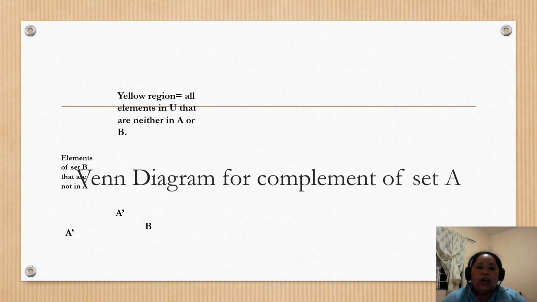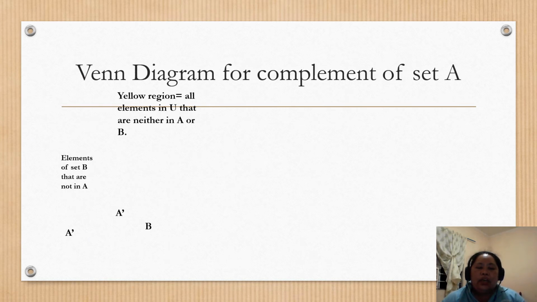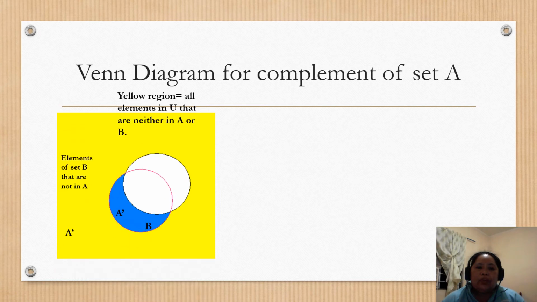Now, let's have the Venn diagram for the complement of set A. Here, the yellow region is all the elements in U that are not in A. That means this is the universal set, the whole. The complement of A is this white part's complement, the color blue and this yellow. This is the universal set.